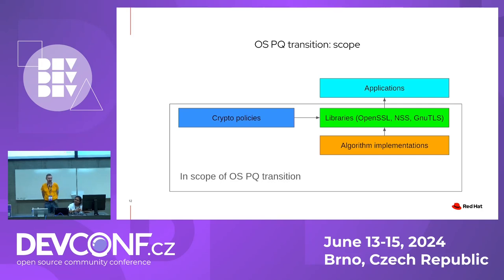Then we have applications that rely on the crypto libraries, and they will require extra effort. Some are already agile enough to deal with almost any algorithm, no matter which. But some of them, I'm pretty sure, still have limitations: RSA and elliptic curves and nothing more. So application transition is out of the OS-level post-quantum transition scope.